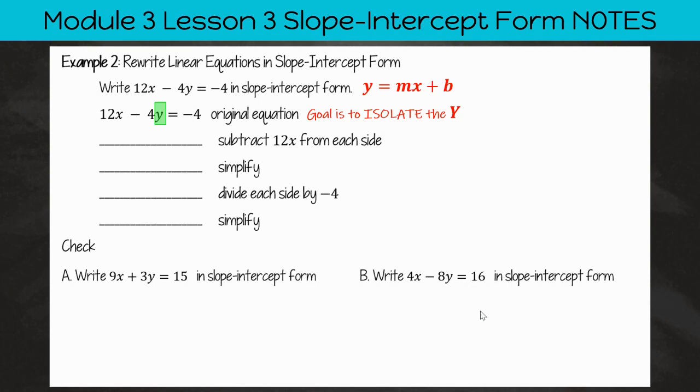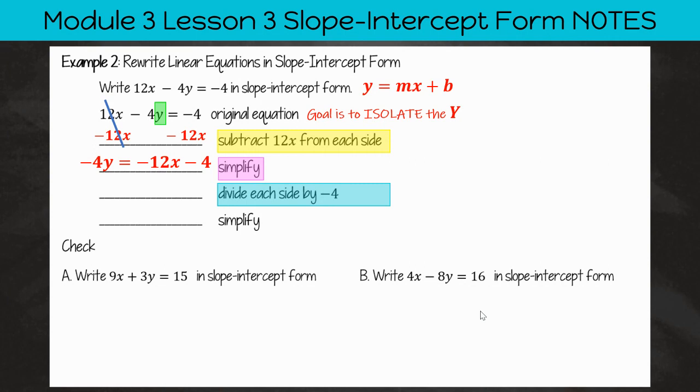So the first thing we're going to do is subtract 12x from each side. And we're subtracting 12x from each side because it's a positive 12x currently, and we want to move it away from the y. Once we subtract 12x, we're going to get -4y is equal to -12x minus 4.